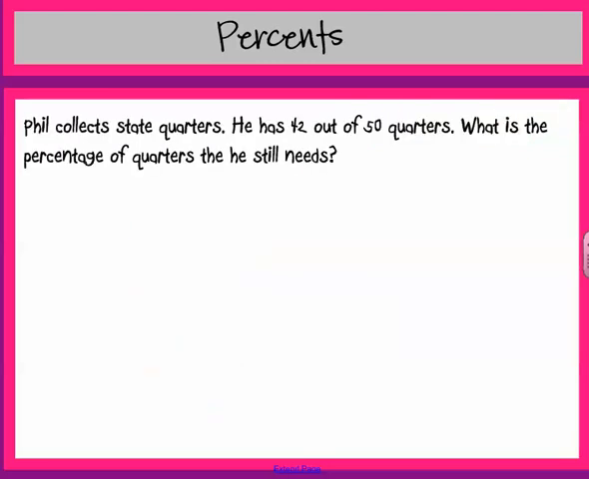All right, in the last example for this lesson, Phil is collecting state quarters. He has 42 of 50 quarters. What is the percentage of quarters he still needs? So we have to read carefully. We know we're looking for a percentage, but it's the percentage that he still needs. He has 42 of 50, so let's look at what he's missing. So 50 minus 42 leaves 8. He has 8 quarters left to find.